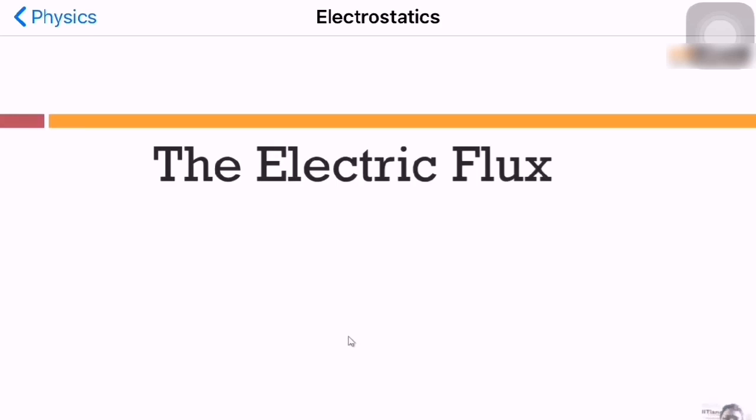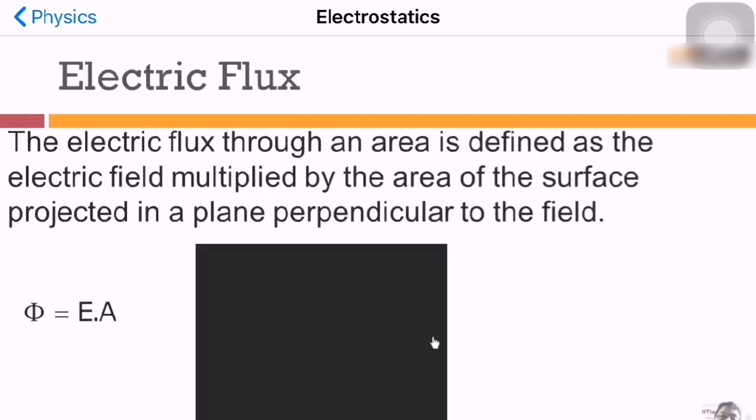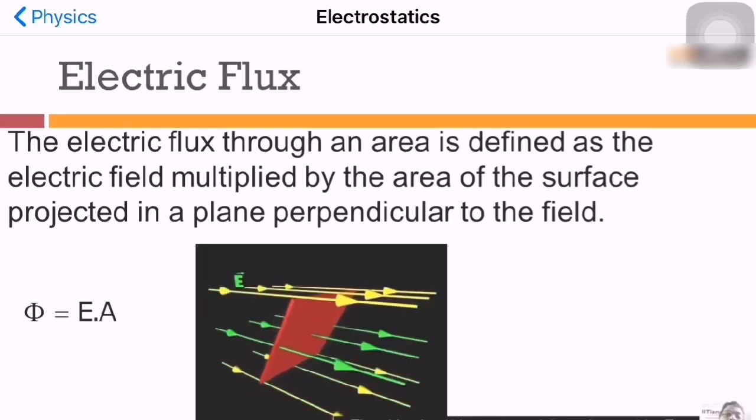Why do we need electric flux? What exactly is going to solve our purpose? Why do we need it? We need it for the simple reason of understanding how many electric field lines are being produced or pass through any particular area. So electric flux is defined as how many electric field lines are passing through any particular area of the surface.